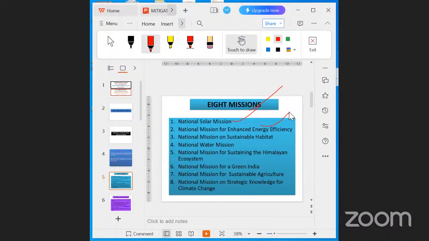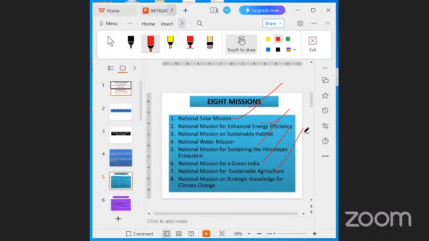So now you see here, the third one is National Mission on Sustainable Habitat, the fourth one is National Water Mission, and the fifth one is National Mission for Sustaining the Himalayan Ecosystem, and the next one is Mission for Green India and Sustainable Agriculture, and National Mission on Strategic Knowledge for Climate Change. So these are the 8 missions. So these are important. So now we will discuss what are those 8 climate change goals.